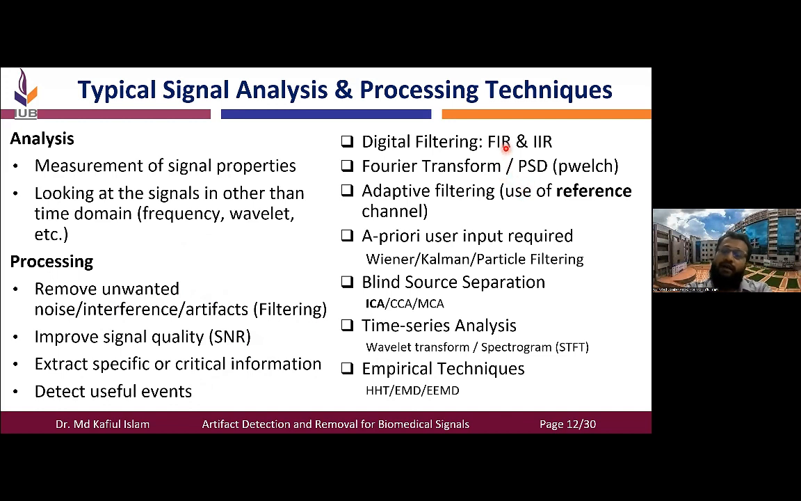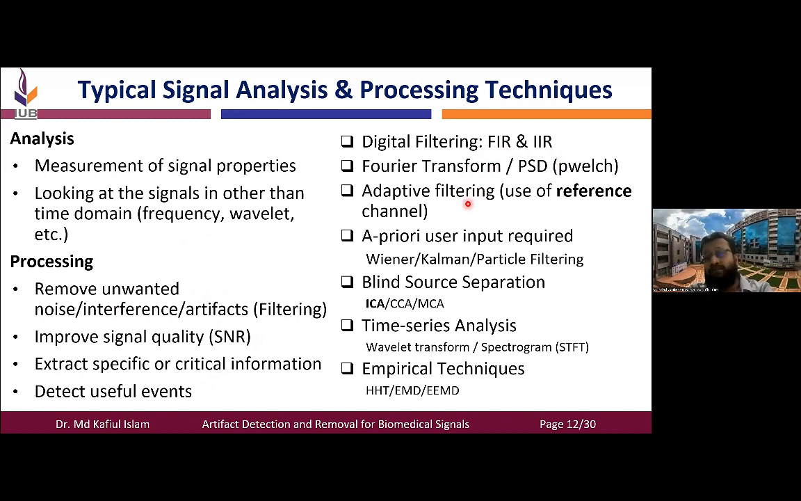So the traditional signal processing techniques are like digital filtering, typical FIR or IIR filters. You can use power spectral density, Fourier transform based power spectral density, to see the characteristics in the frequency domain.